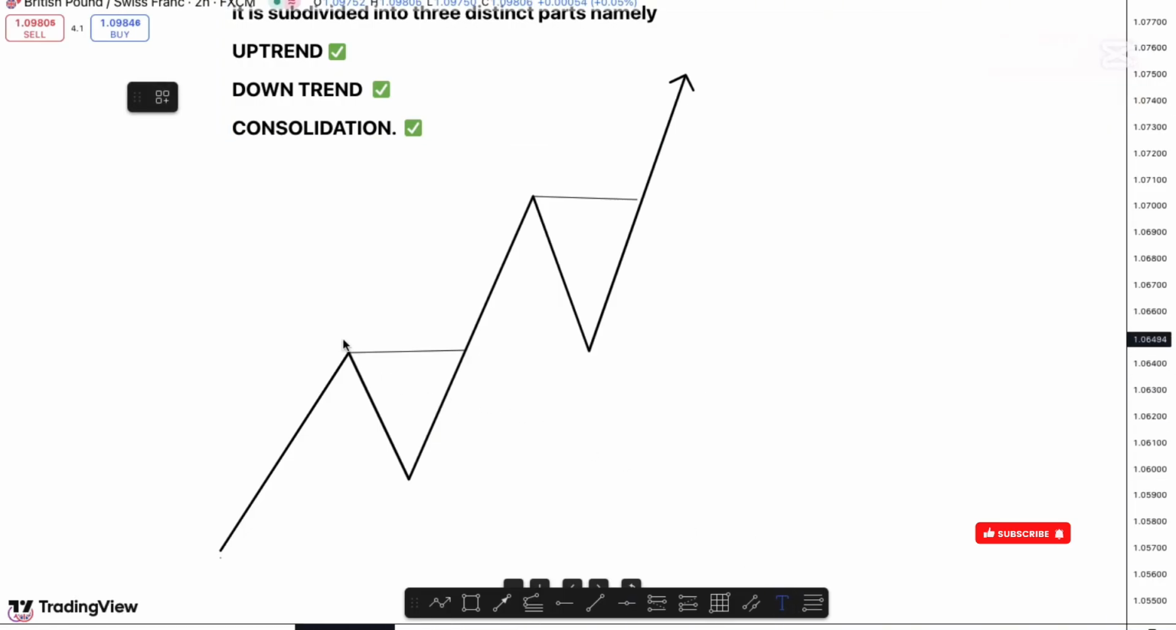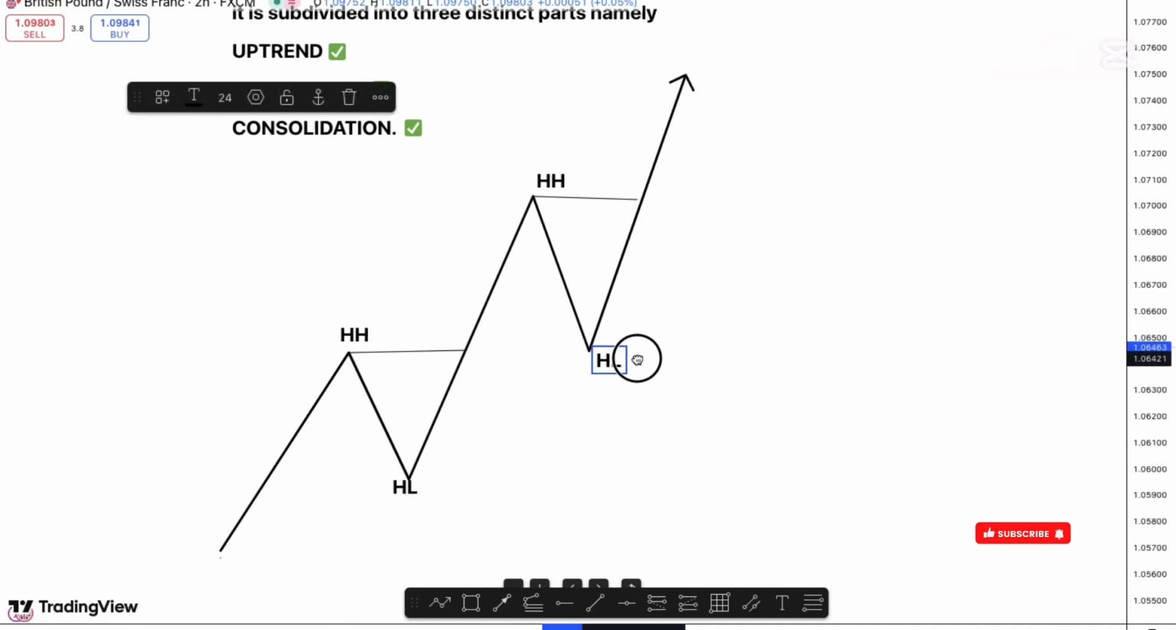This part is called a higher high. We abbreviate it by writing HH. This is also called a higher high, while this part is called a higher low, which we abbreviate by writing HL. Same goes for this part, HL. How and why are we calling it higher high and higher low?